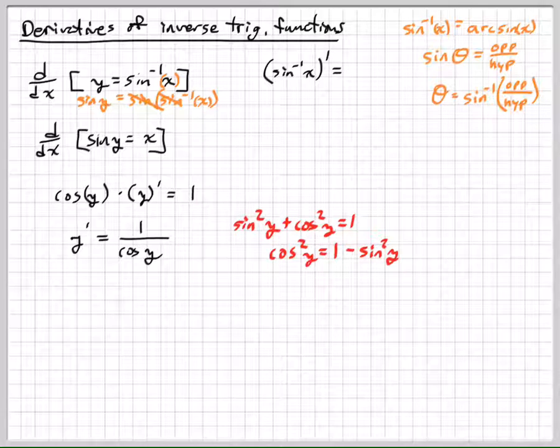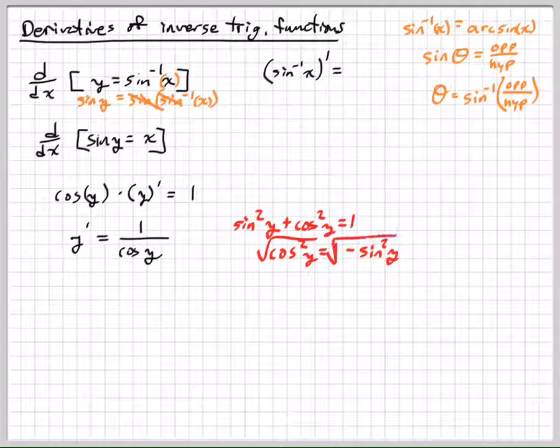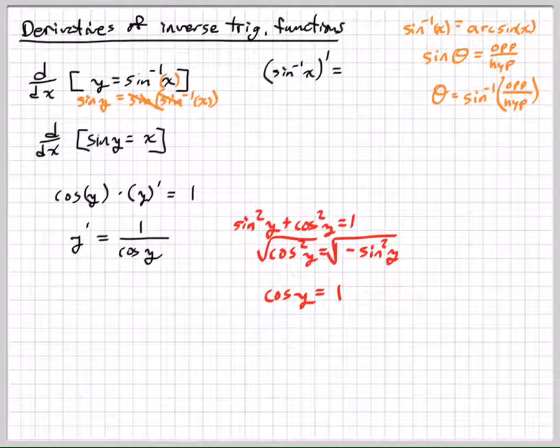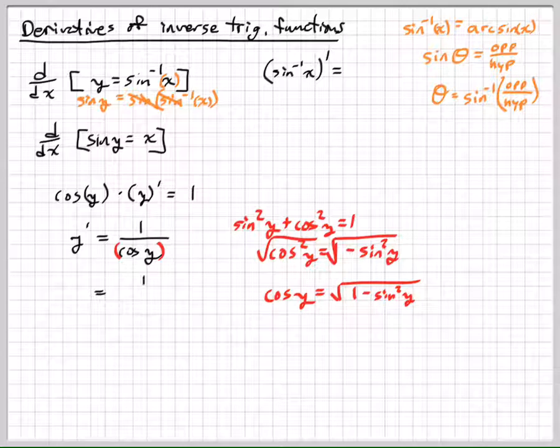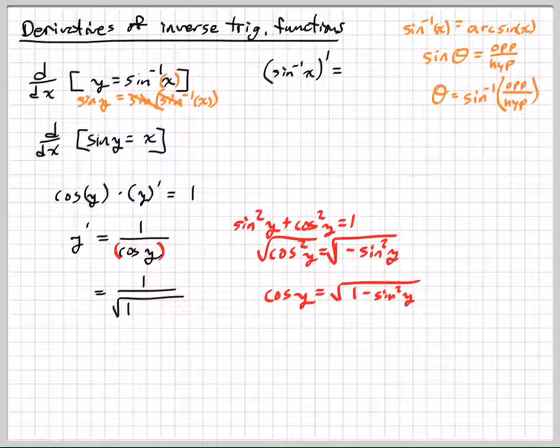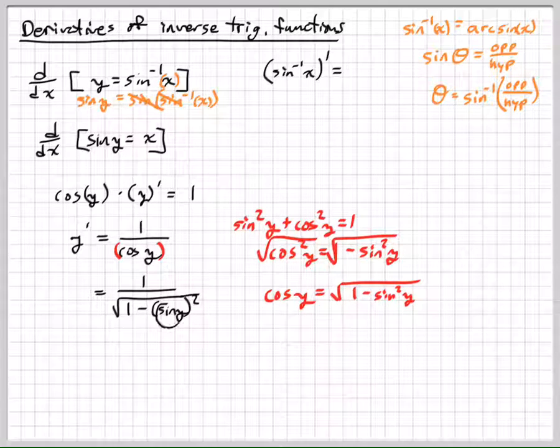And then I would square root both sides so that the cosine wouldn't be squared anymore. And I would have cosine y equals the square root of 1 minus sine squared y. So over here I can substitute that in for my cosine. So let's see what that looks like. We have 1 over the square root of 1 minus, now I'm going to write this slightly different. I'm going to say sine y and square it on the outside. Okay, now how am I going to get rid of this sine y?